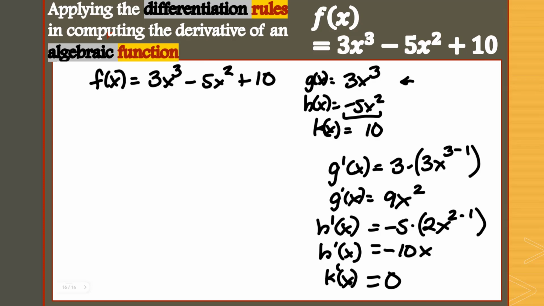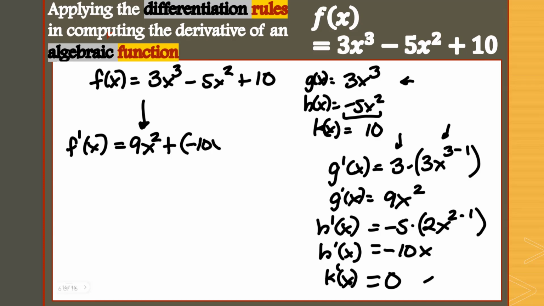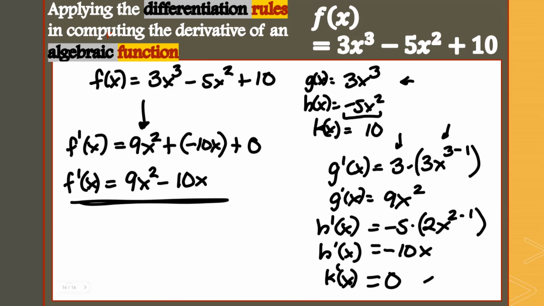We have the constant multiple, and then we have here the power. And then we're going to combine them using the previously discussed rules on differentiating a sum or difference. So you have f prime of x, simply add the results. So you have here 9x squared plus, don't worry about the negative, we're just going to change it later on, and then plus 0. Or better yet, the first derivative is just 9x squared minus 10x. This is the differentiation of this given function.